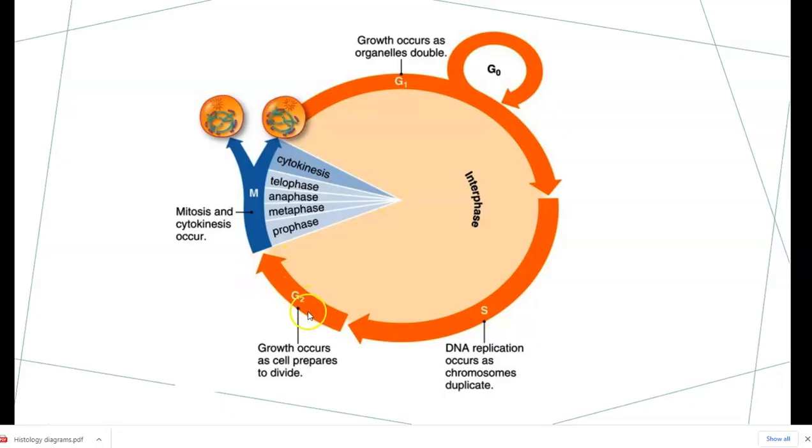Okay, so then after gap 2, we enter into mitosis. And mitosis is the shortest of the phases. It lasts about 1 to 3 hours, and it is divided into subphases. And I'm going to discuss each of those subphases on the next few slides. So this mitosis is where the nucleus is going to divide, and then cytokinesis is where the cytoplasm is going to divide. So this is where we have division of the cell.